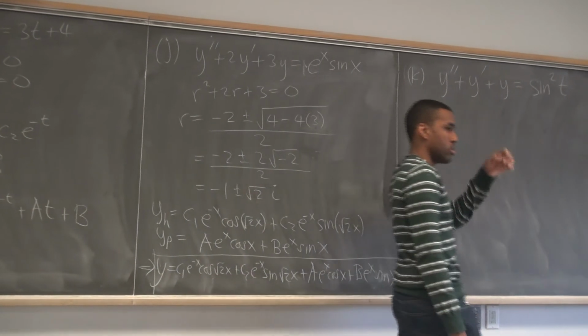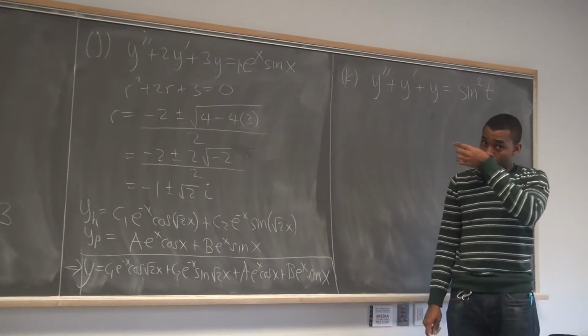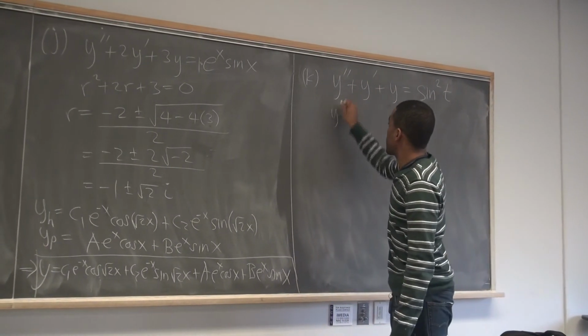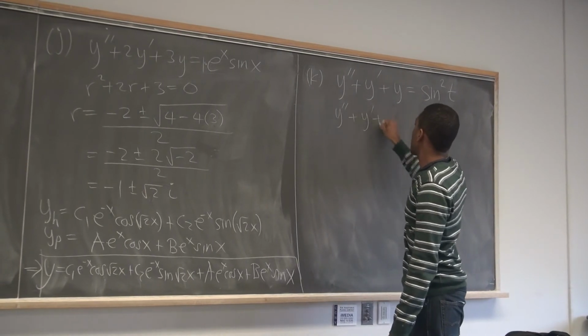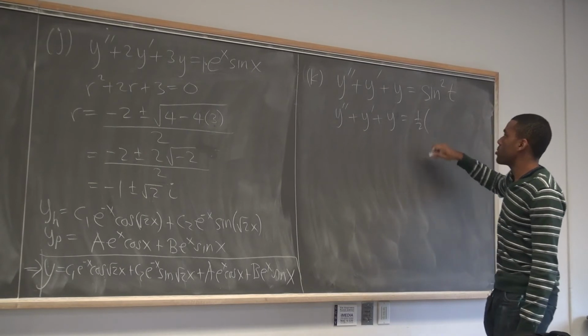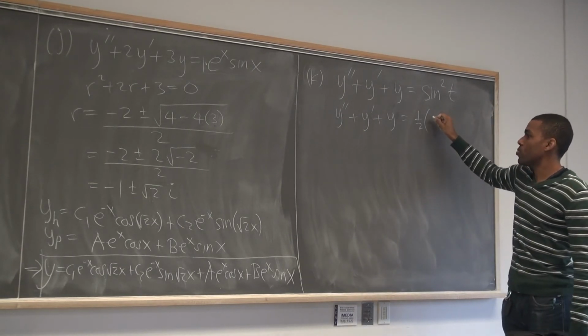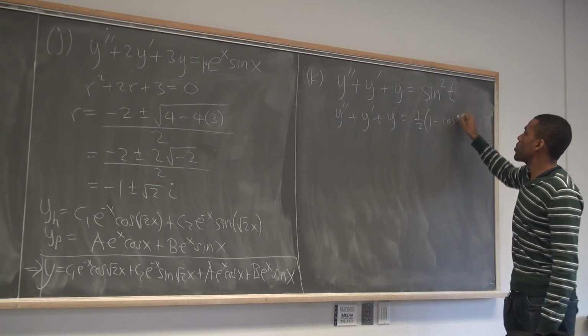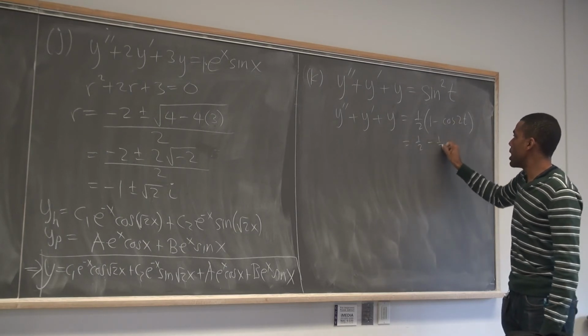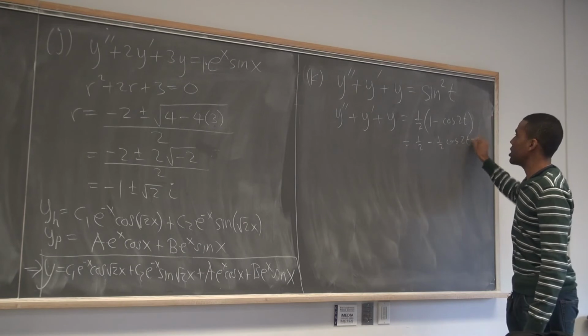You want to figure this one out? Reduction of power. You need to turn the sine squared t into one half of 1 minus cosine 2t. So this side is really just 1/2 minus 1/2 cosine 2t.